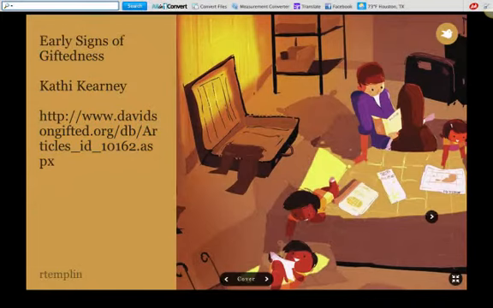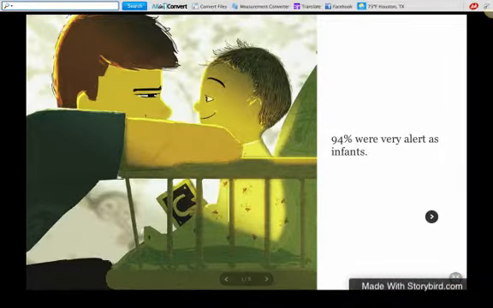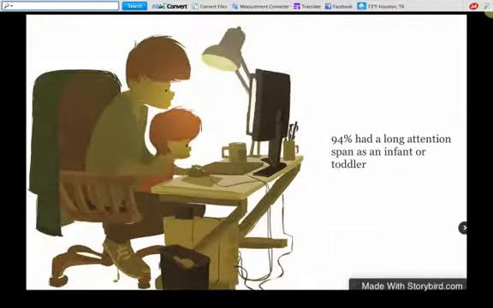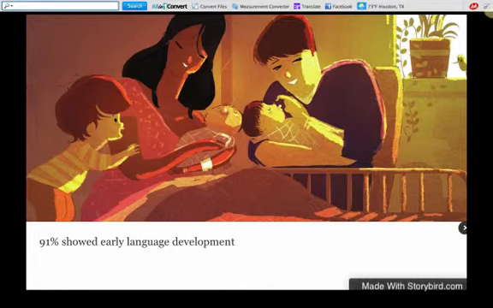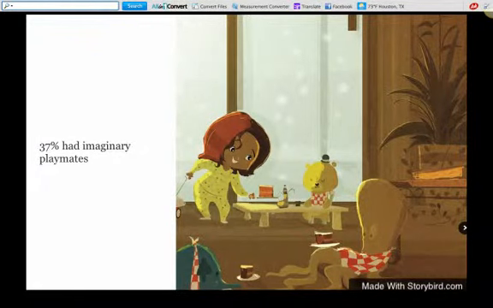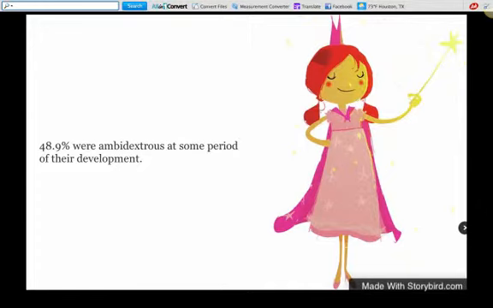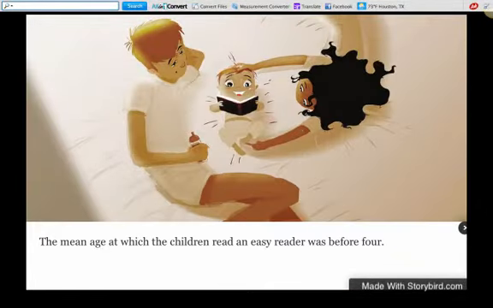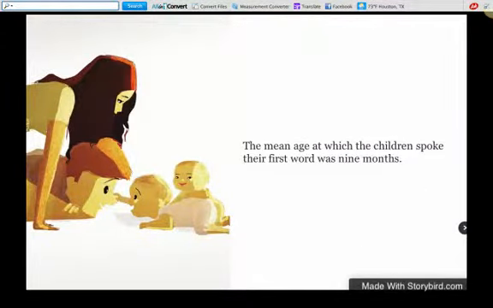Children who were later identified as gifted showed early signs of giftedness, according to Kathy Kearney. 94% were alert as infants. 94% had a long attention span as an infant or toddler. 91% showed early language development. 60% showed early motor skill development. 37% had imaginary playmates. 48.9% were ambidextrous at some period in their development. The mean age at which the children read an easy reader was before 4, and the mean age at which the children spoke their first word was 9 months.